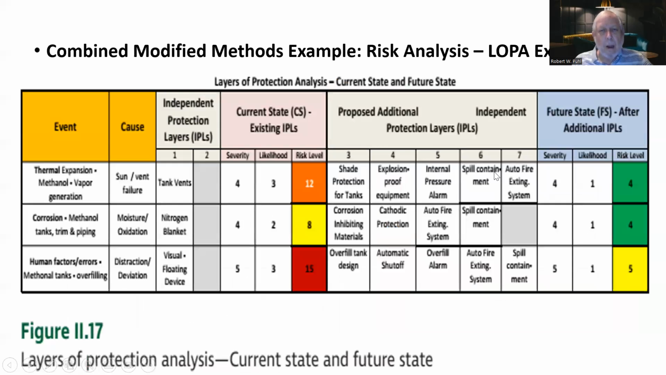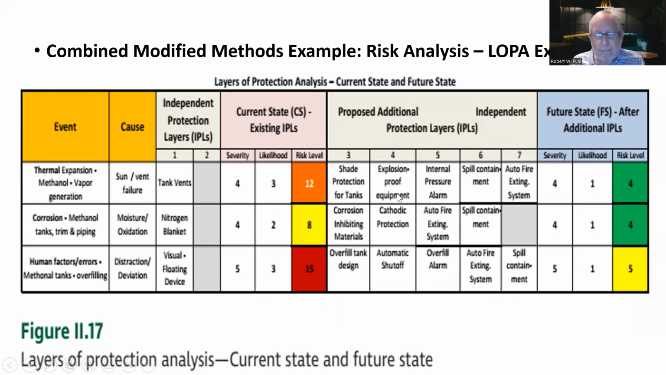All right, combined modified methods, risk analysis, and LOPA example. LOPA, layers of protection. So here's your expansion, sun vent failure, independent protection layer 1, it's tank vents. Current state is 12. Okay, that's kind of like where we're at right here. All right. The proposed additional independent protection layers, IPLs. Shade protection for tanks. All right.